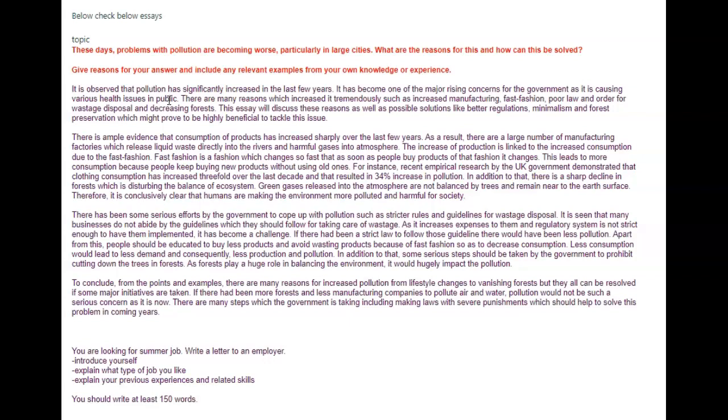And I didn't like this either: "There are many reasons which increased it tremendously." I thought that was awkward, and then you repeated the word "increased" here. So this is an expression I definitely wanted to change. How about "There are many reasons behind this increase, such as greater manufacturing"? That would have worked.